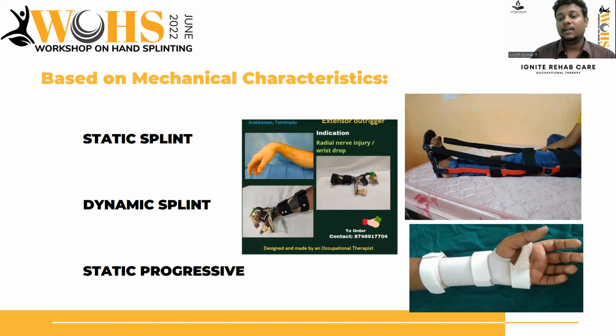So splints are divided majorly into these three types: one is static progressive, then static, and then dynamic splint. Okay, clear till now? Okay.